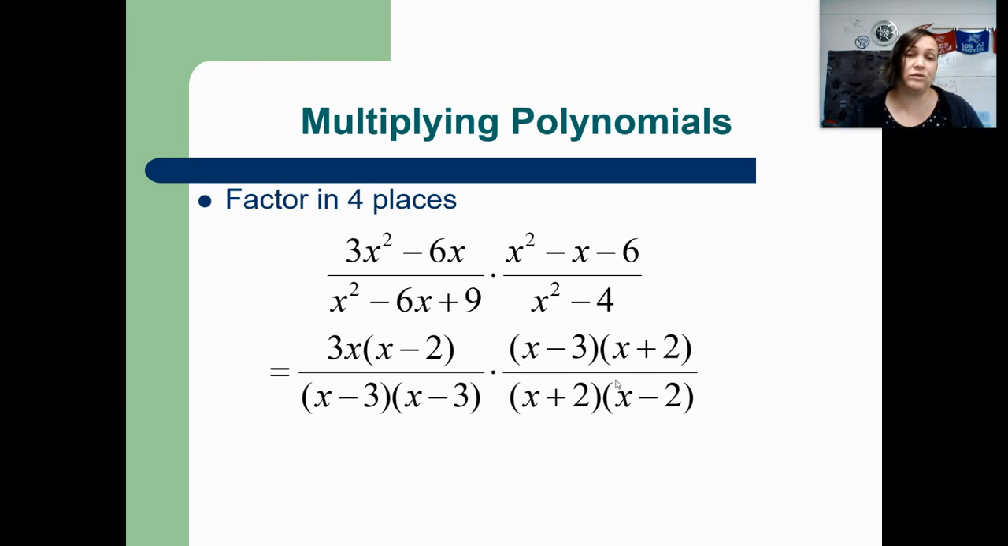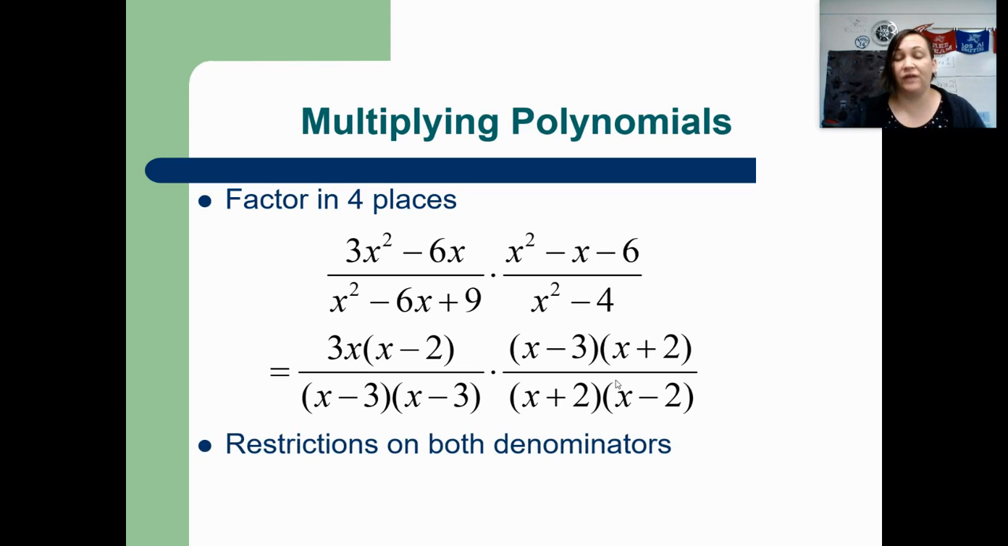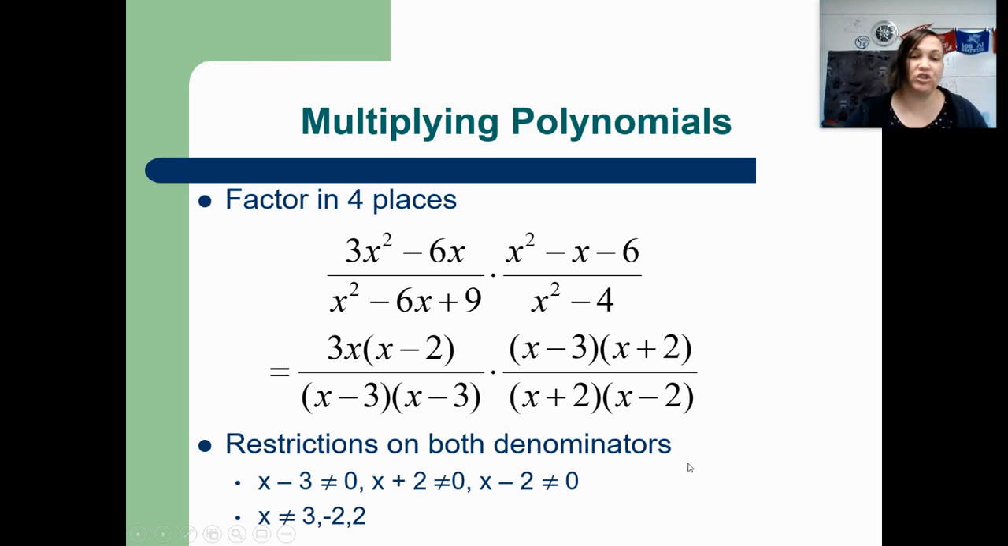From the x minus 3 parentheses, I will get a restriction of x cannot equal +3. From the x plus 2 parentheses, I will get a restriction of x cannot equal -2. And then from the x minus 2 parentheses, I will get a restriction of x cannot equal +2. So 3 restrictions total, x cannot equal 3, -2, or +2.